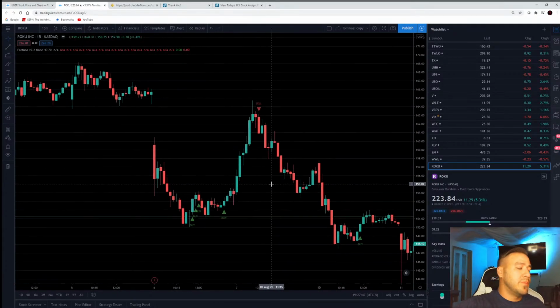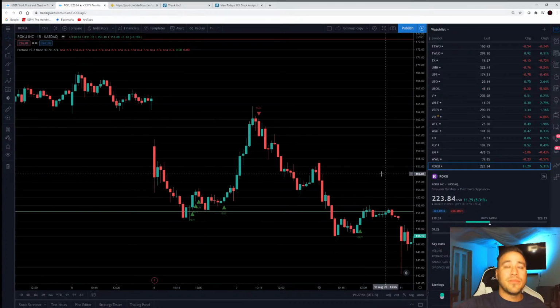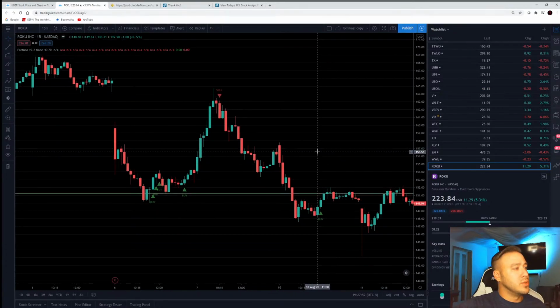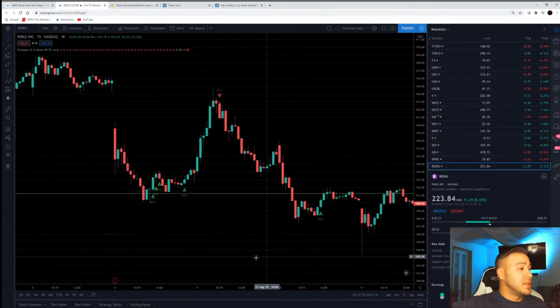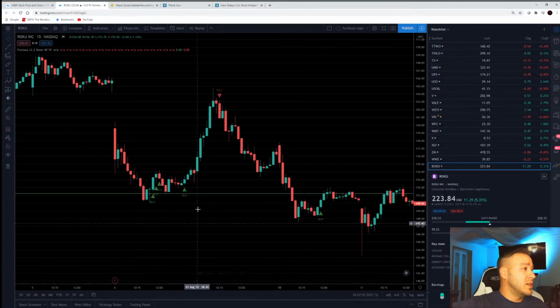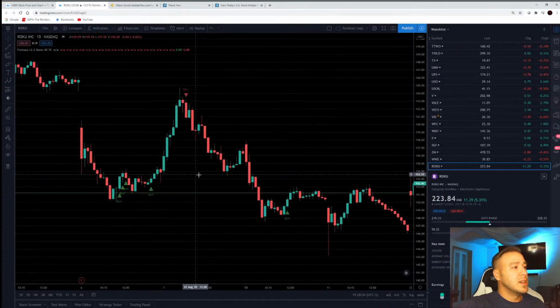And that's something where we have to do some research. Are we going to hold these overnight? Are we going to just take our profits at the end of the day? Because if this is the end of the day, right here we would have sold potentially. And this is probably the end of day sell-off, people taking their profits.